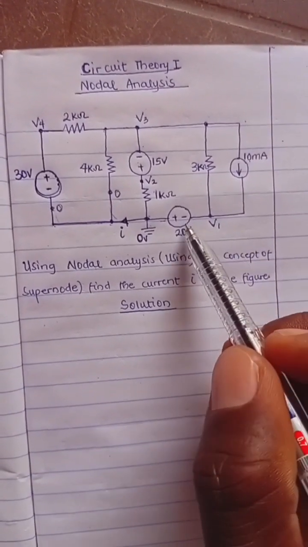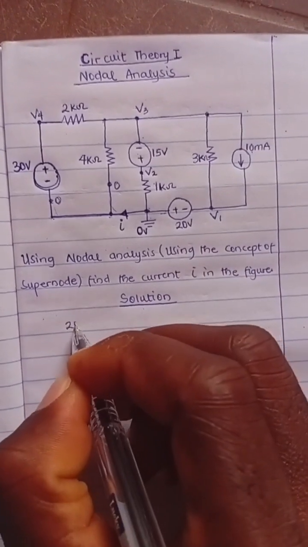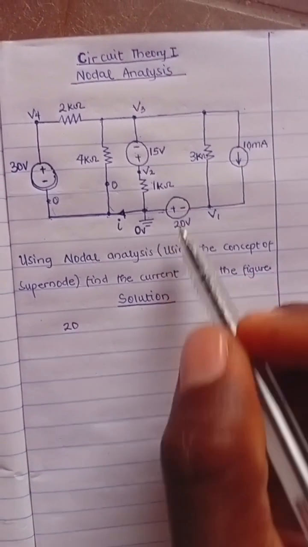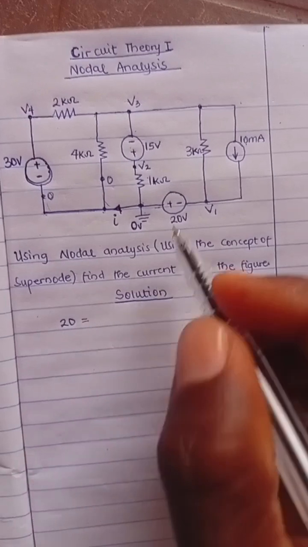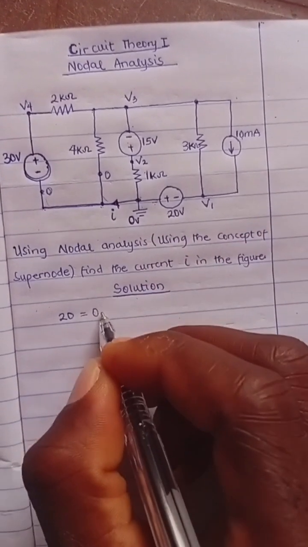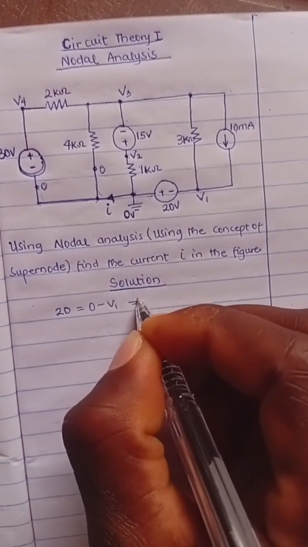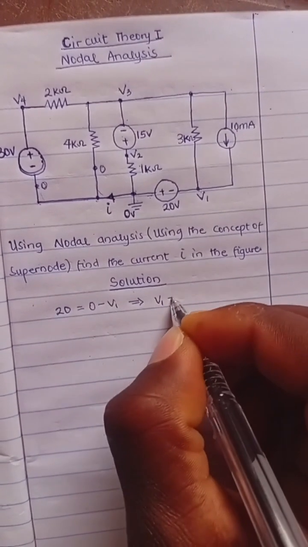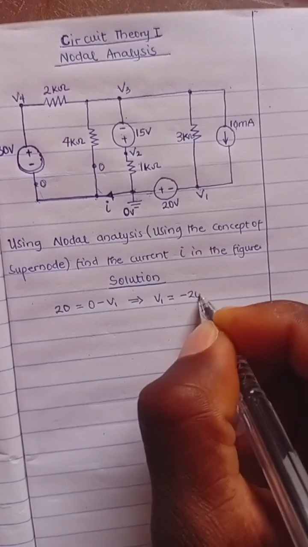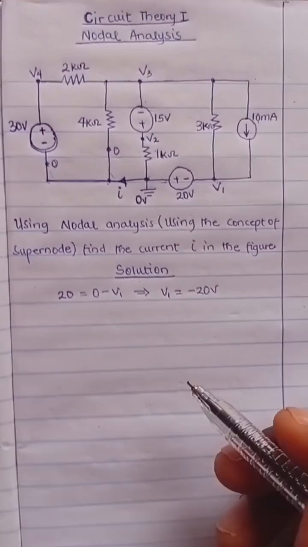We know that this 20 volts, if you look at this voltage source, is equal to the voltage at the positive side, which is 0, minus the voltage at the negative side, which is V1, right? So from here we'll conclude that our value V1 is equal to minus 20 volts. That's the first thing.